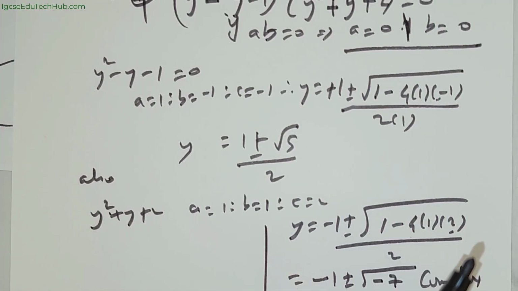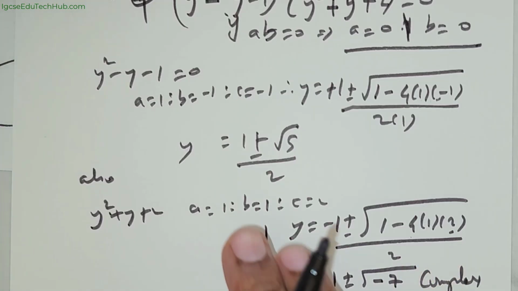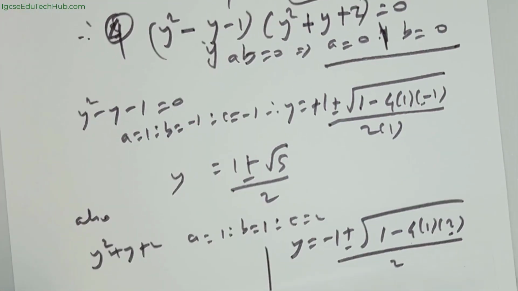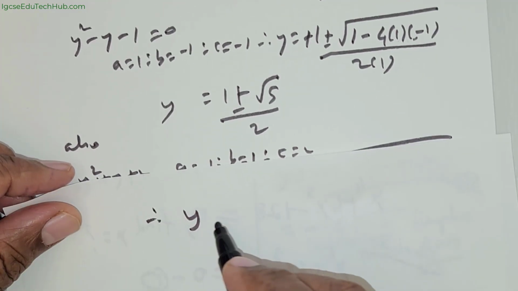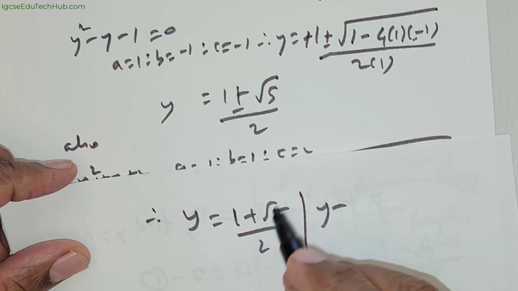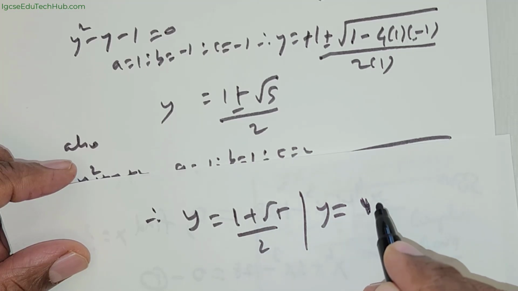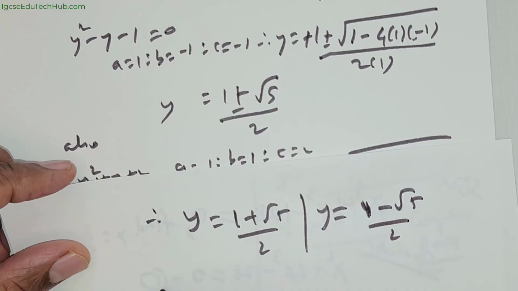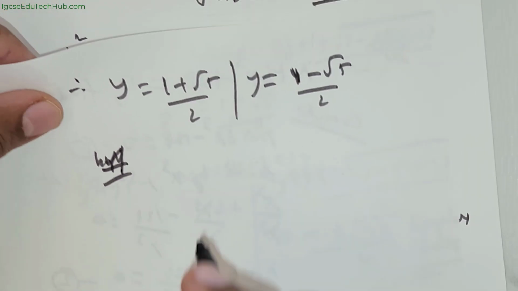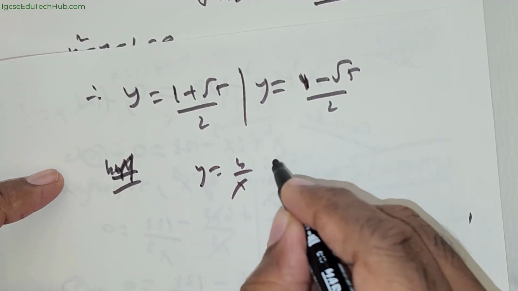Therefore we take y is equal to (1 + root 5) over 2 and y is equal to (1 − root 5) over 2. But what is the assignment we took? But y is equal to 4 over x. Right. But y is equal to 4 over x.